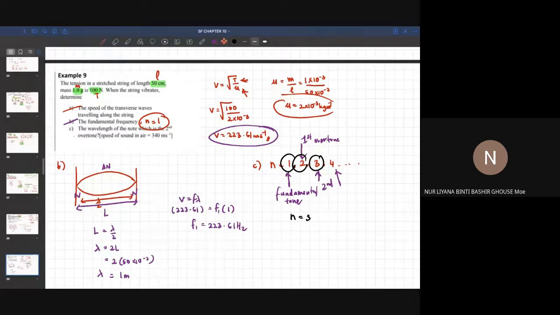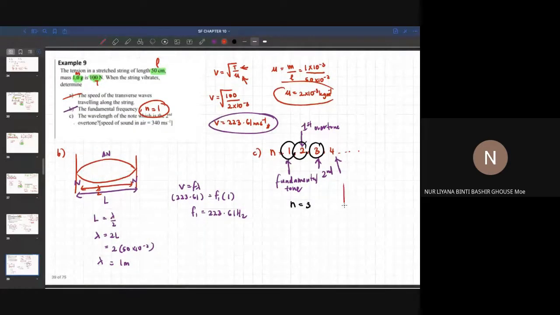So again, even though dia tak minta you lukis, lebih baik untuk kita lukis. Kalau kita lukis kita akan dapat macam ni lah. Sekarang n kita equals to 3, so kita akan ada 3 lengkuk. Lengkuk yang pertama, yang kedua dan yang ketiga. I'm sure you can draw a bit better than mine. Lepas tu kita label pula. Kat sini knot, and knot. Kat sini anti-knot, and anti-knot.